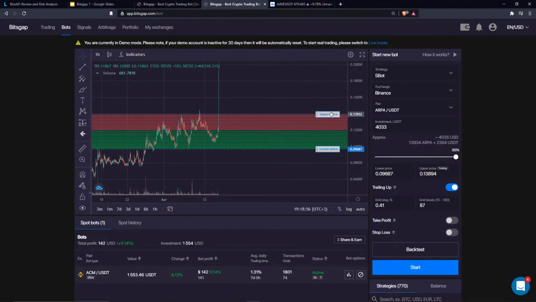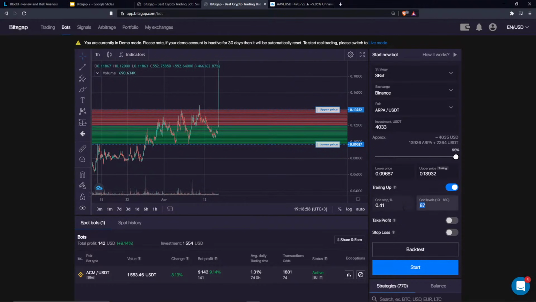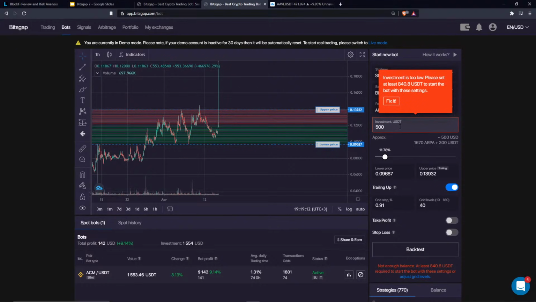Here we go. So we selected 40 grid levels. The more grid levels you plot, the more money you have to allocate. In this case, you see I have 4,000. Let's assume I want to invest only 500. Is this enough for this configuration? Nah, it tells me that this is not enough.